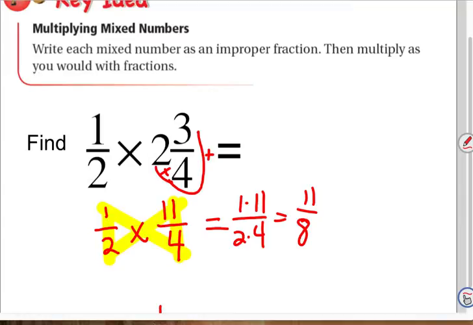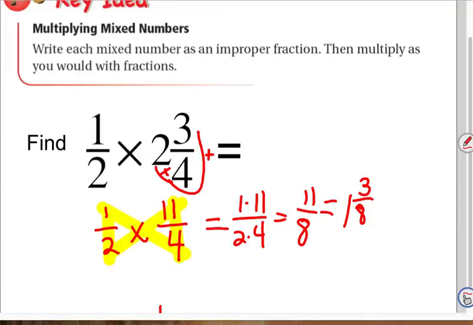Simplify. I'm going to turn it back into a mixed number, okay? And so at that point you said it is 1 and 3/8. Okay? All right, here's the deal. A number is improper if the numerator is greater than the denominator. That makes it improper. Okay?